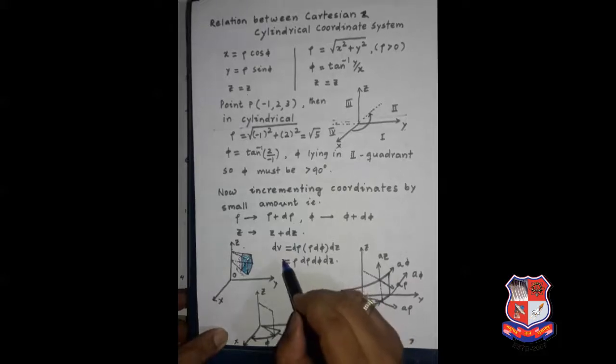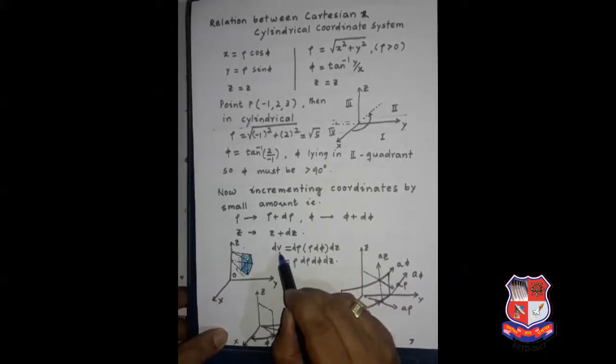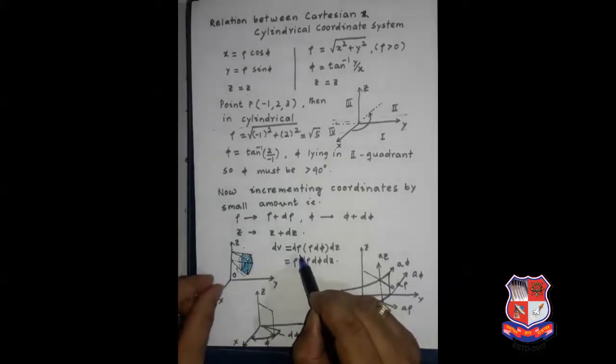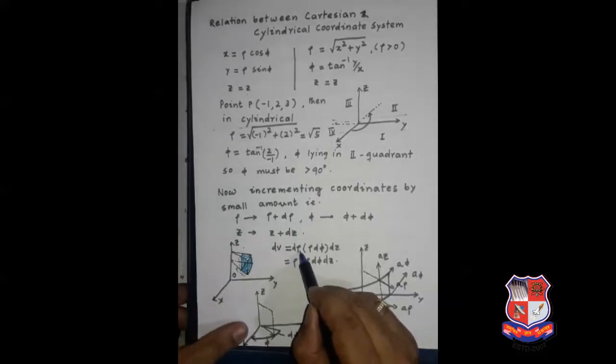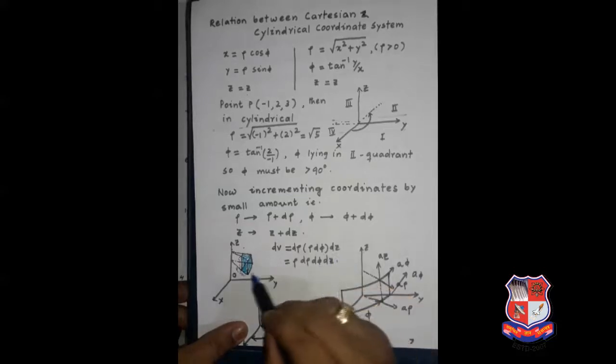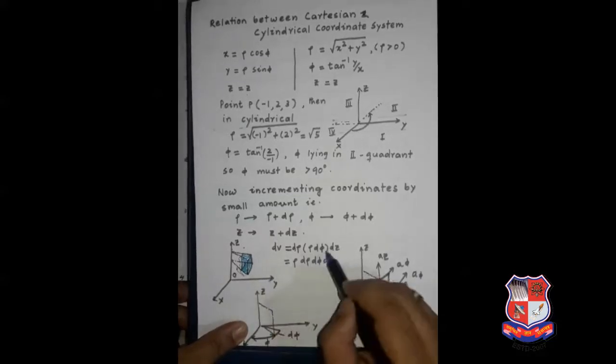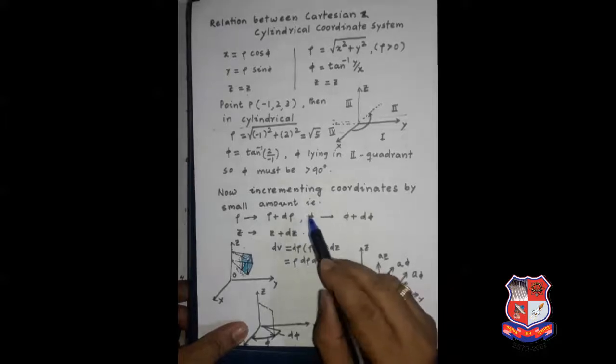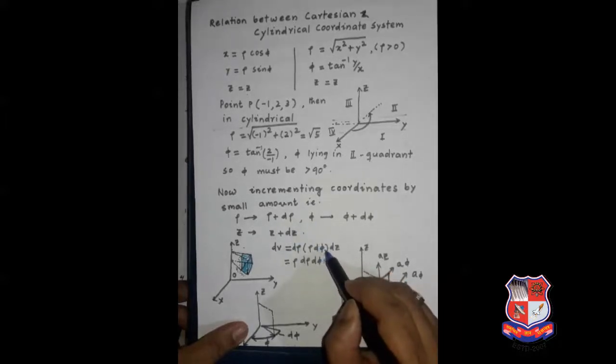So what can be the equation for that volume? del v or dv is equal to, when rho is increased by a small increment del rho, z is increased by del z or dz. When phi is increased, as in the previous case where it was taken del x or dx, dy, dz, here what should be taken?